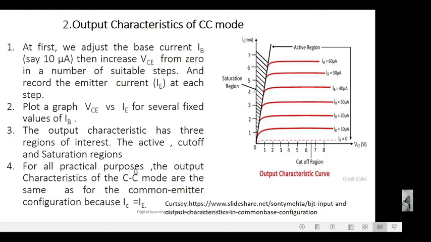For all practical purposes, the output characteristics of the CC mode are the same as for the common emitter configuration mode, because IC is equal to IE. So here there are different IB values, that is, base currents are different. There are the cutoff region, saturation region and active region, as in the case of CE configuration.